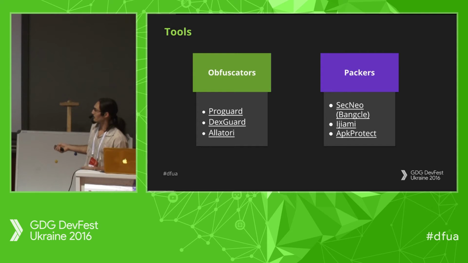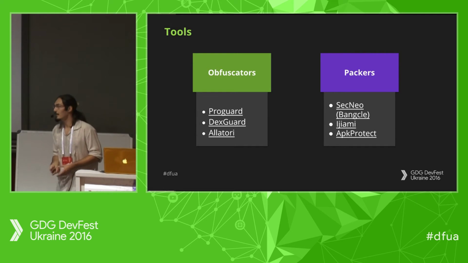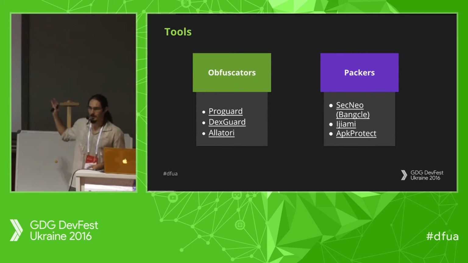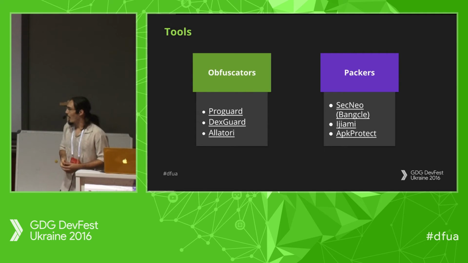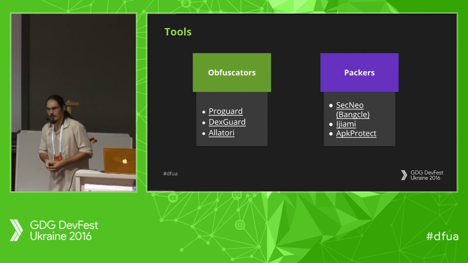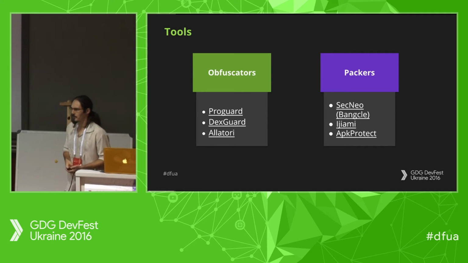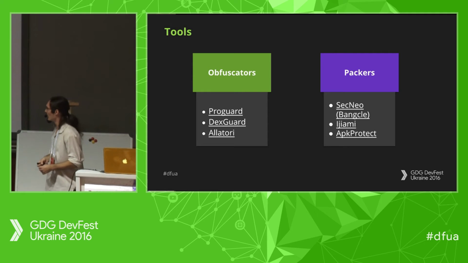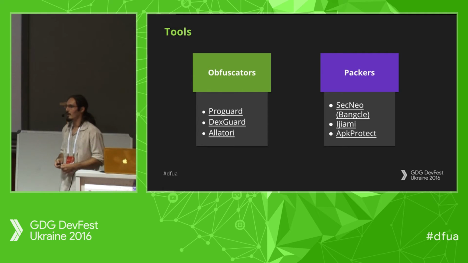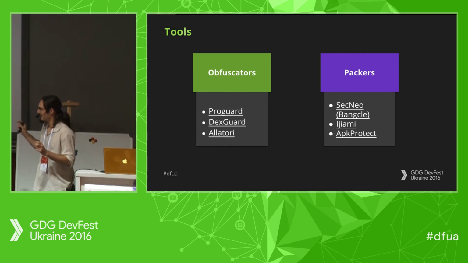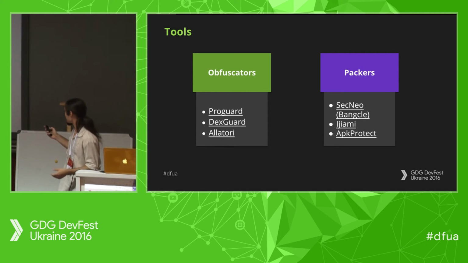There is a proprietary version of ProGuard called DexGuard. It performs all the tricks that we discussed, except packing, but it's not really cheap. It costs $500 per license. Also, there is a smaller brother of it, Aleatory. It's slightly less complicated and slightly less pricey. It costs only $300 per license.